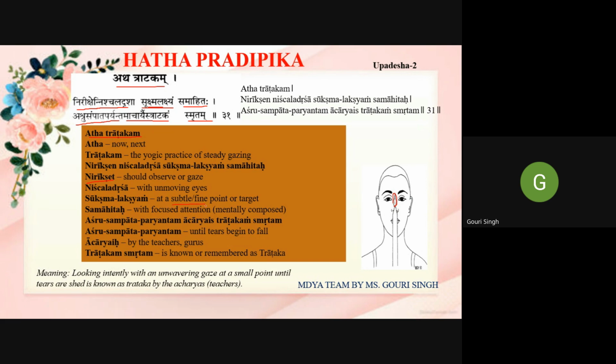Subtle one means what you visualize at the mind level, or any picture. Suppose whenever you are doing meditation, you visualize one thing and try to focus on that particular thing, but with closed eyes. According to the slokas it is said Sukshma Lakshya, but he also said Nirikshate, that you have to observe or gaze, with your eyes on that. So it is talking about the subtle one.